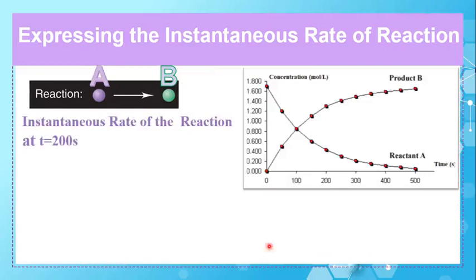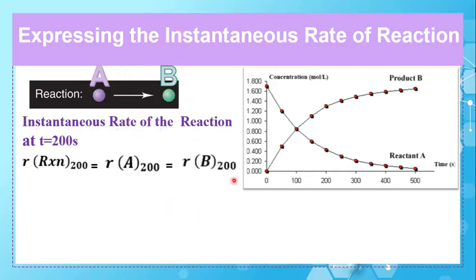What about the instantaneous rate of the reaction at t equal to 100 seconds? The instantaneous rate of the reaction at t equal to 100 seconds is equal to the instantaneous rate of disappearance of A at this instant, or it is equal to the instantaneous rate of formation of B at this instant.